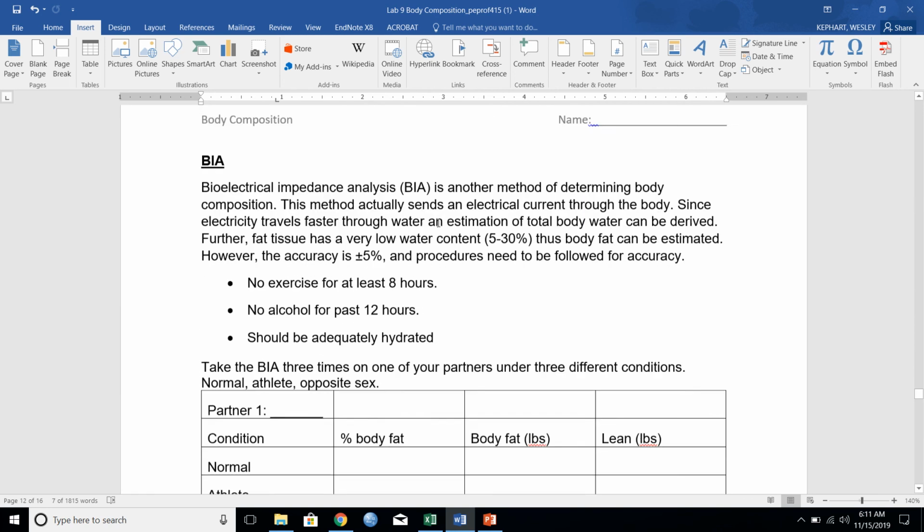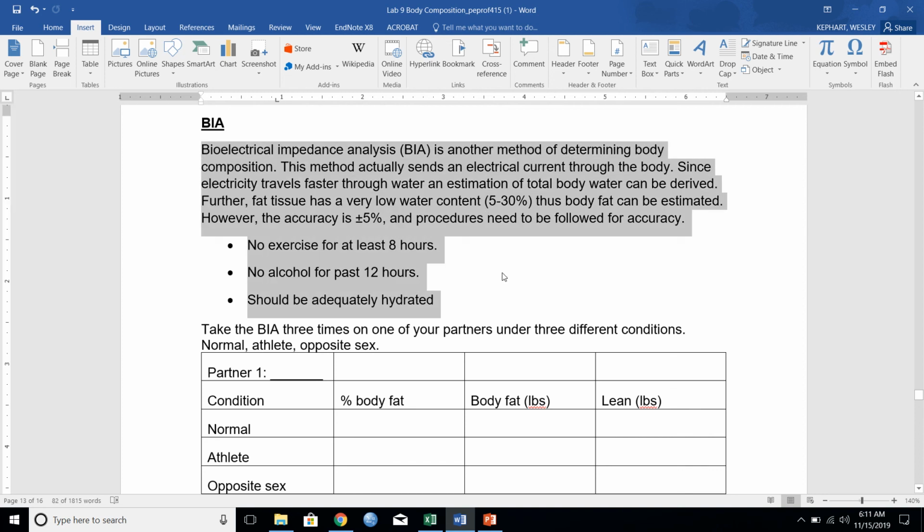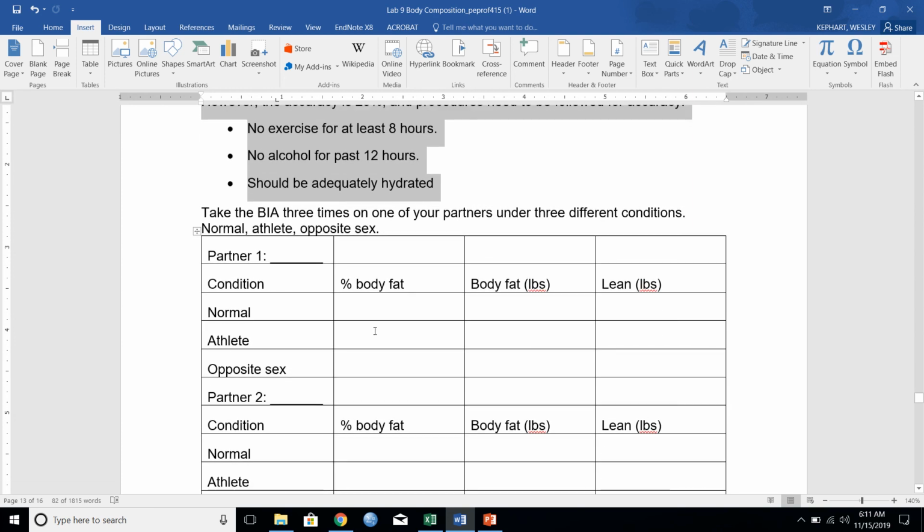Moving on, bioelectrical impedance analysis. This one has a strict protocol that you have to follow. Depending on when your lab is, you probably won't follow this to a T, and that's completely okay. I just want you to take note of that. The accuracy is ±5 if you follow everything exactly. It could be a lot different if you follow it differently than that. On your partner, I want you to write down their data, put them as normal, athlete, then opposite sex, percent body fat, how many pounds of fat it says they have, and how many pounds of lean mass it says they have.